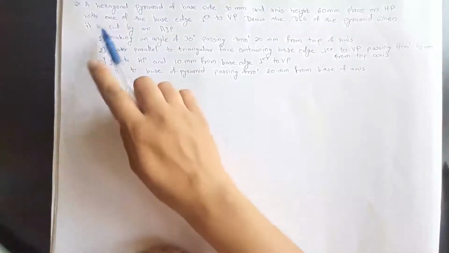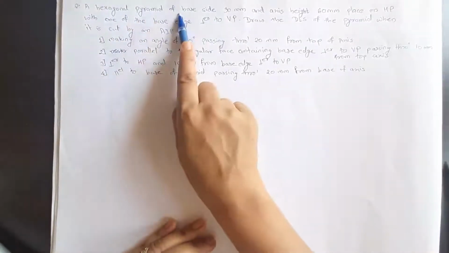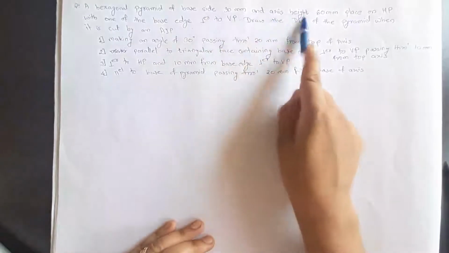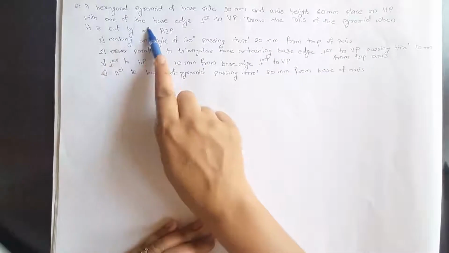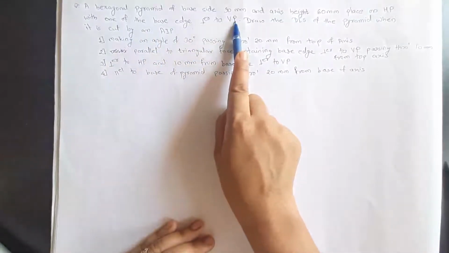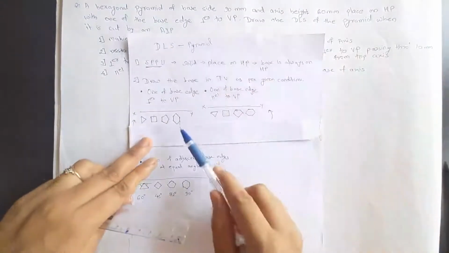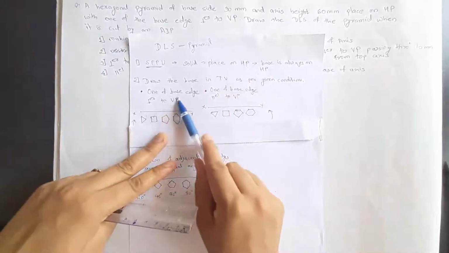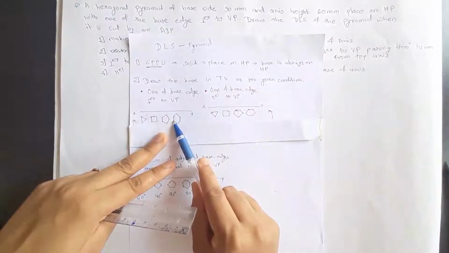Okay, let's start with the numerical. So here in the question it is given that a hexagonal pyramid is there of base side 30 mm and axis height 60 mm placed on HP with one of the base edges perpendicular to VP. So you are supposed to draw your hexagon like this, because here one of the base edges is perpendicular to VP.